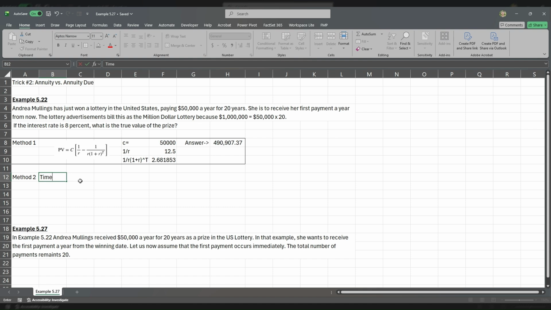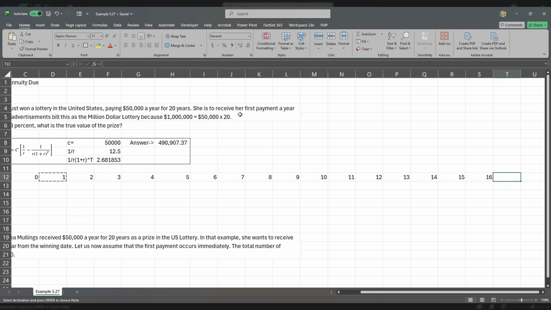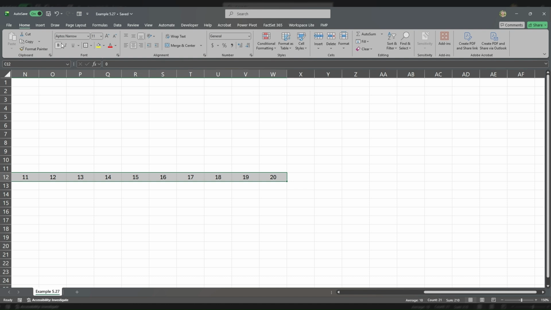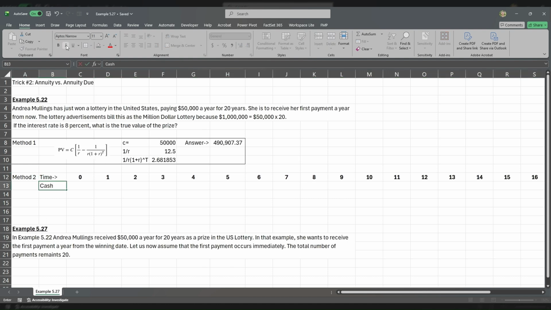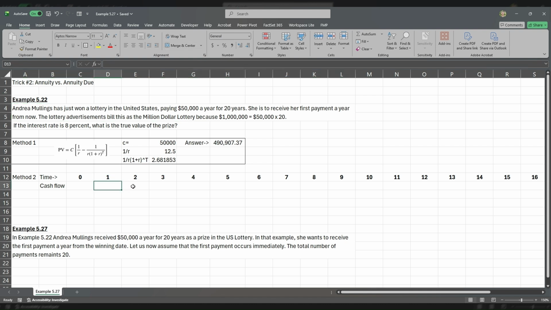So here I'm going to have time, and I'm going to go from 0 all the way to, how many years do I need? 20 years. So I'm going to just copy paste this and go all the way over till about 20. Maybe I'll bold and center this. So I have time here. I'm going to need to know the cash flow associated with this. So $50,000 a year for 20 years, she receives her first payment 1 year from now. So she's going to receive a $50,000 payment 1 year from now. Time period 0 is always right now. And then time period 1 would be 1 year from now.